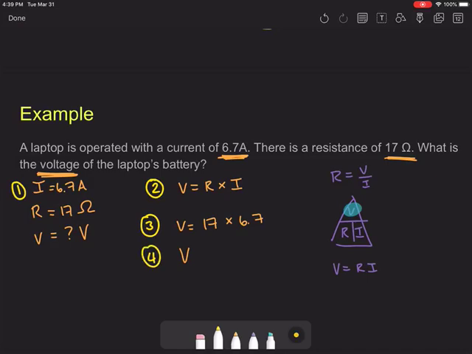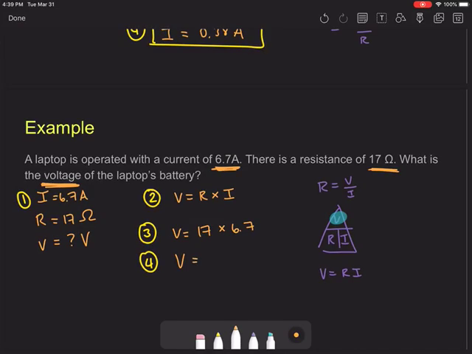And for our last step, we're going to plug that into our calculator. We're going to have units there as well, so we have 17 times 6.7. We should get 113.9, and our units are volts. Put a nice little box around our final answer to indicate that we are done here.